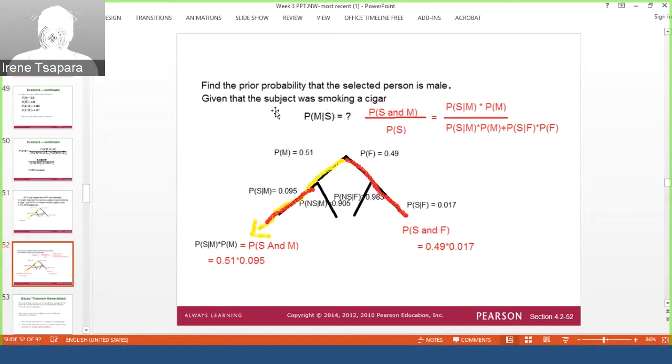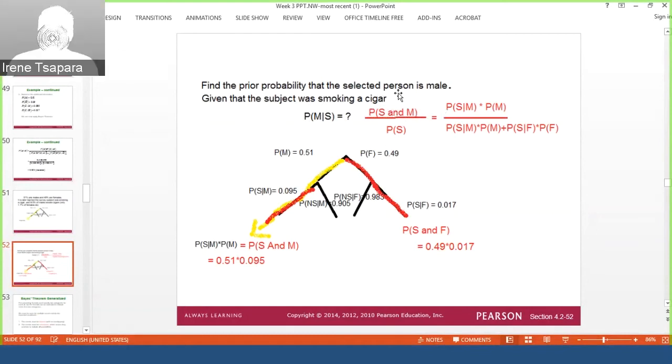So at this level, if you want, the question that we were asked is to find the probability that the person is a male given that he is smoking a cigar. So the probability of being a male given that he's smoking a cigar is going to be the probability of smoking a cigar and being a male divided by the probability of smoking. And this, if you analyze this, this is this.